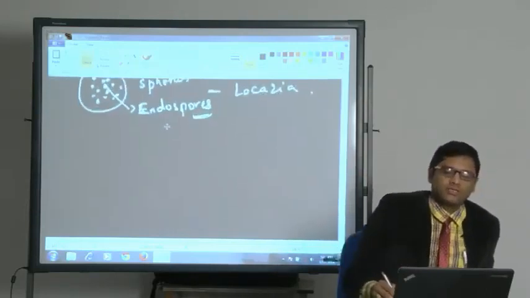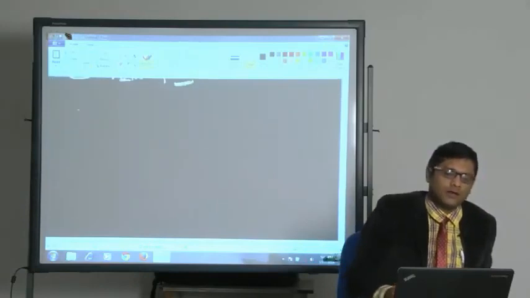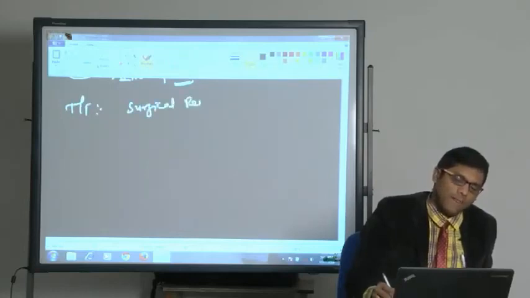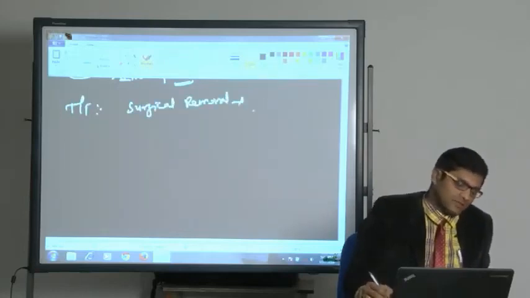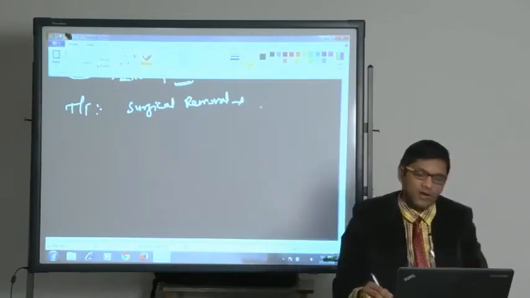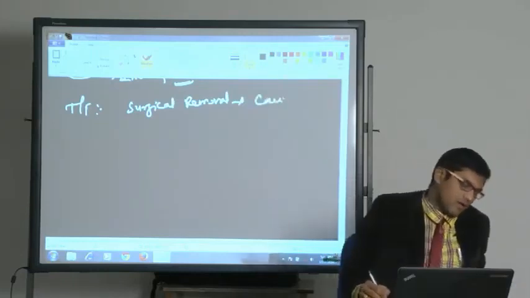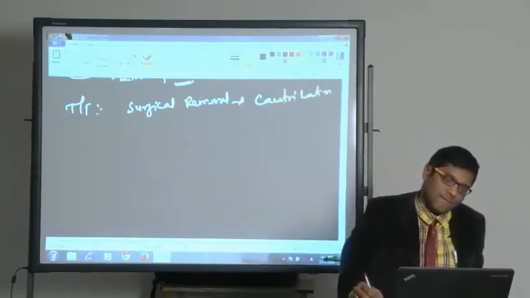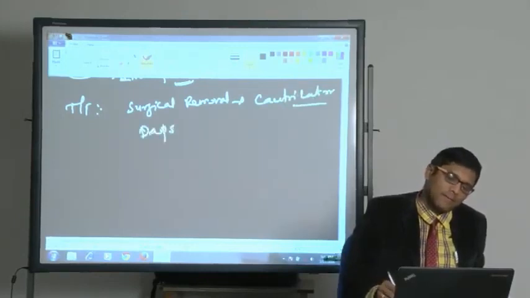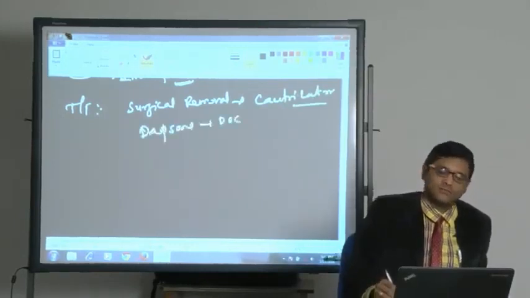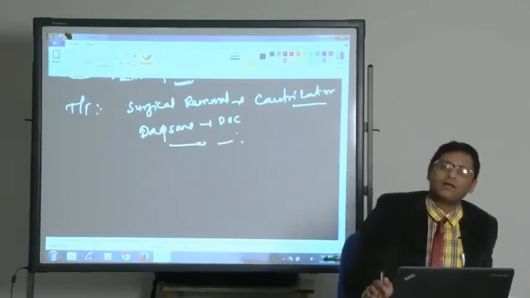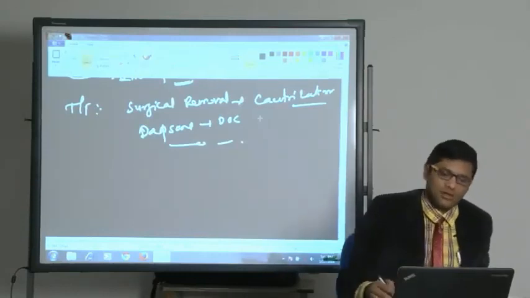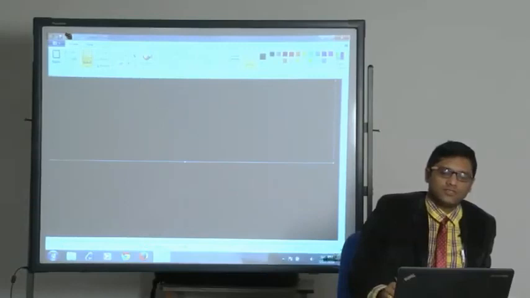Okay, so this is about rhinosporidiosis, and the treatment, they say, is surgical removal followed by cauterization. And dapsone is given as the drug of choice. It has got some anti-rhinosporidial action, dapsone. Okay, so these are the features of rhinosporidiosis.